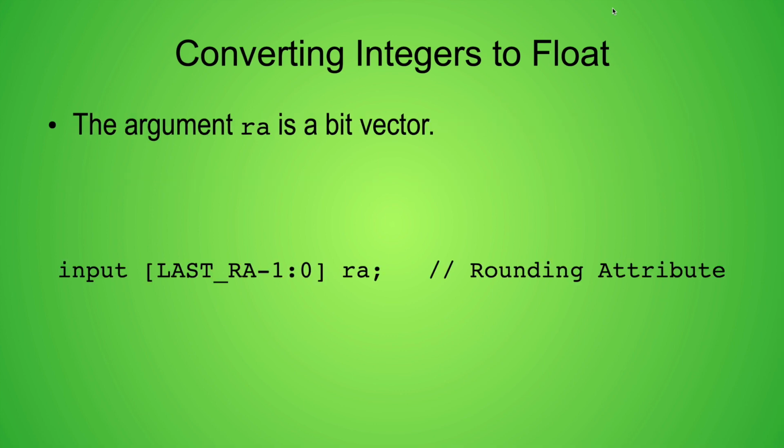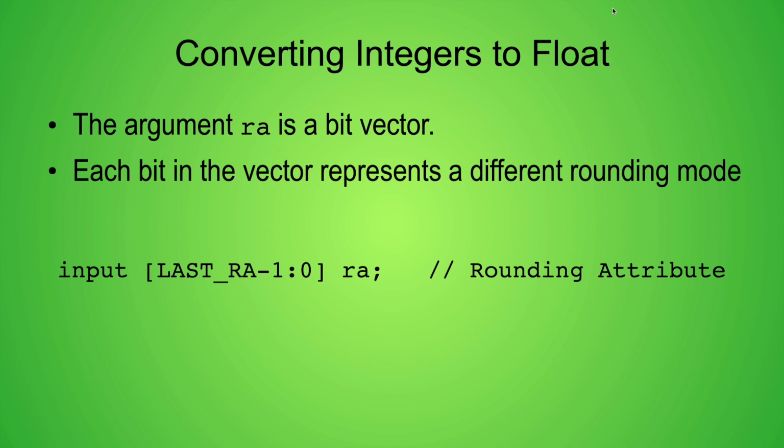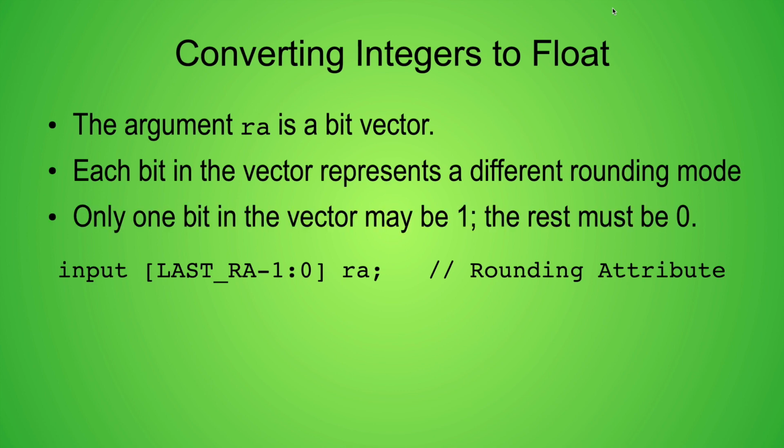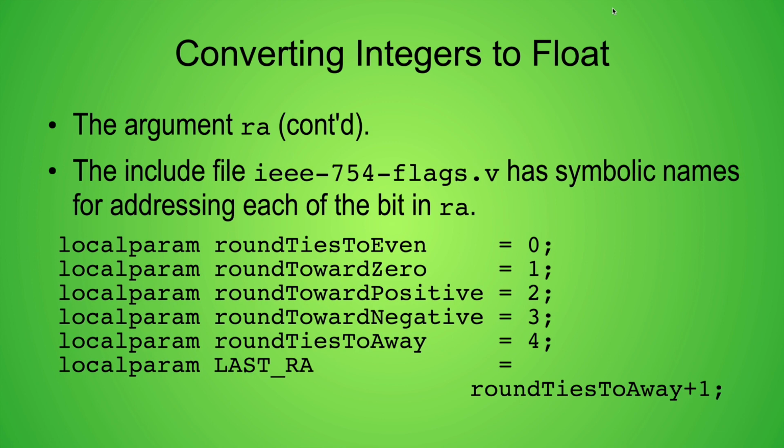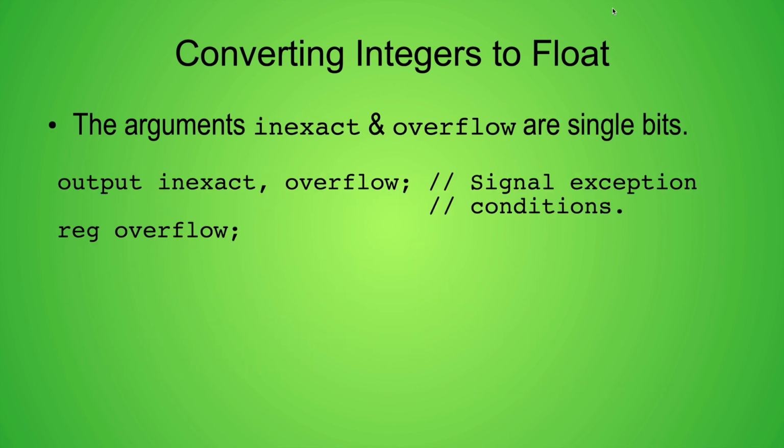RA is a bit vector. Each bit in the vector represents a different rounding mode. Exactly one of these bits will be set to 1. It's an error if no bits are set, or if more than one bit is set. The include file, IEEE-754-flags.v, has been updated with new symbols for each of the rounding modes, plus an additional symbol, last RA, which is the number of bits in the RA bit vector. The inexact and overflow flags are single bits.